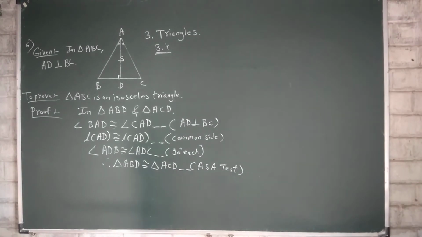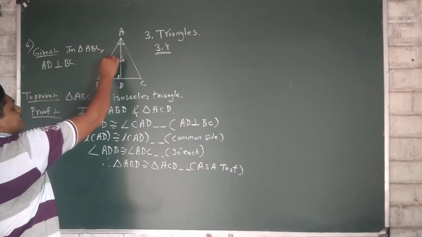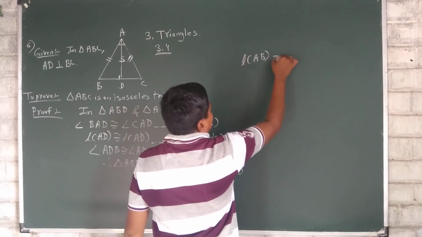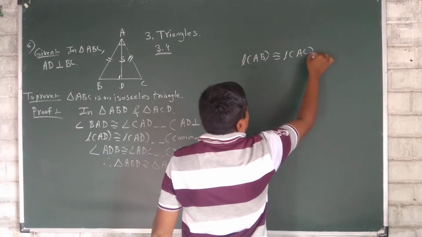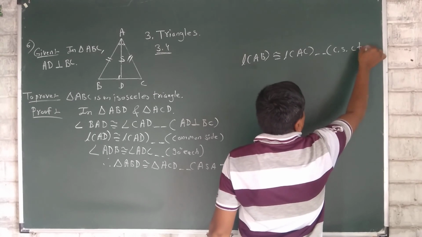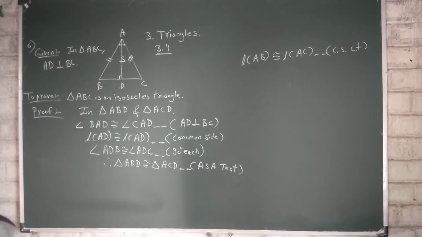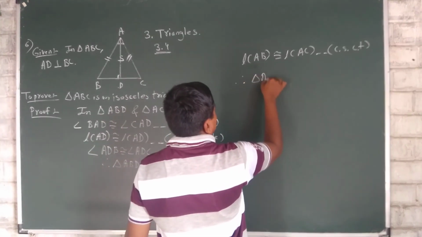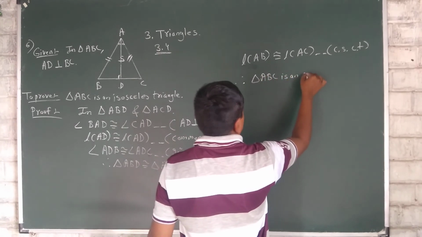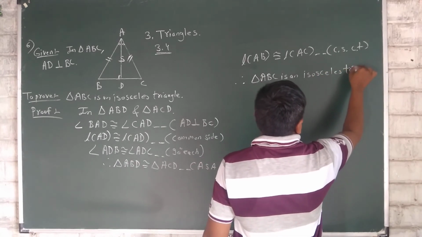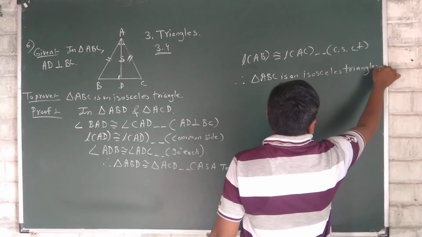Then side AB is congruent to side AC, corresponding sides of congruent triangles. Therefore, triangle ABC is an isosceles triangle.